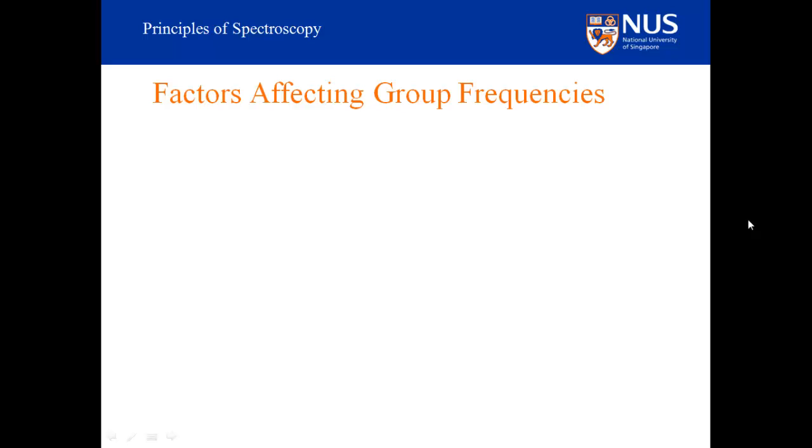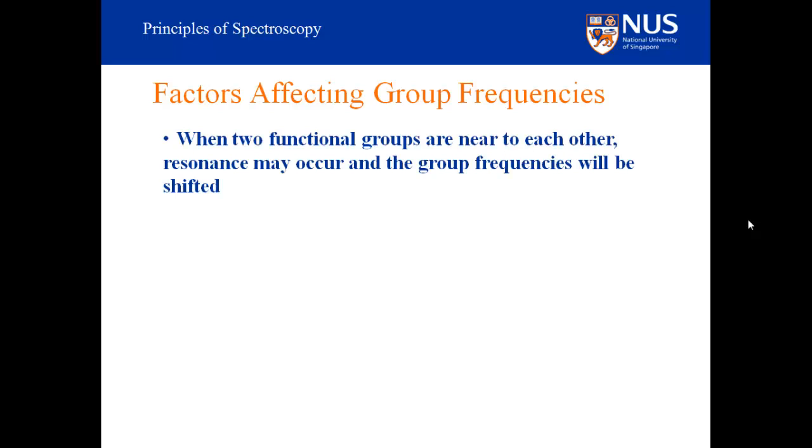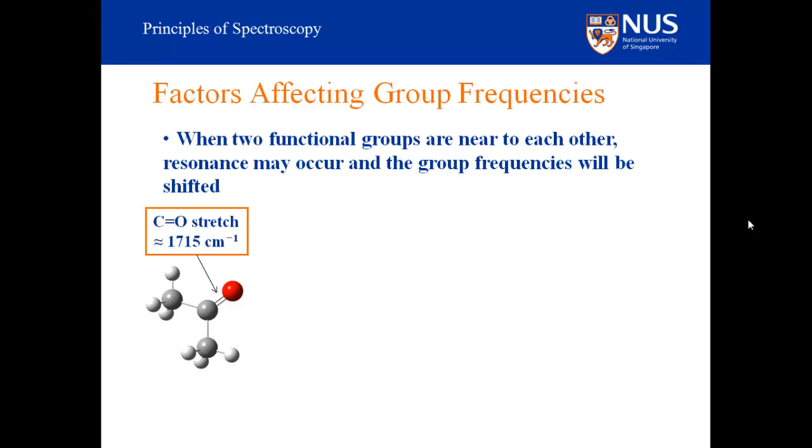So what are the factors affecting group frequencies? Well, it is possible that you might have two functional groups which are near to each other within the molecule, and this can lead to resonance. If they resonate with one another, then that can lead to a shifting of the group frequencies. So say here we've got propanone. We have a carbonyl stretch occurring at roughly 1715 wave numbers if this is isolated in the gas phase.